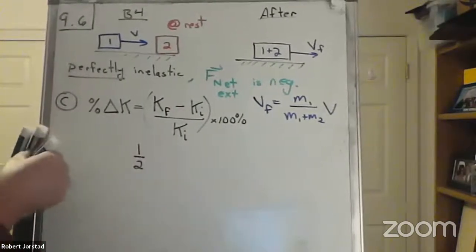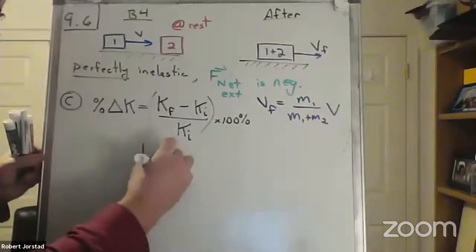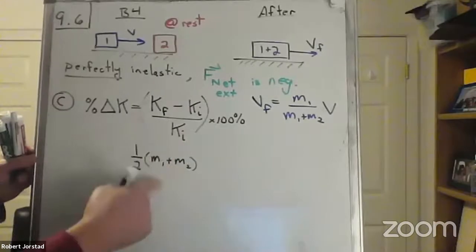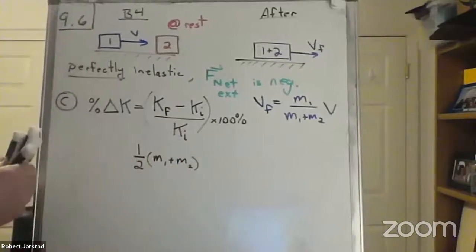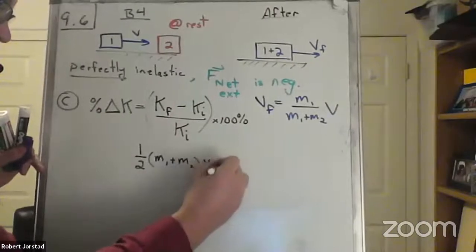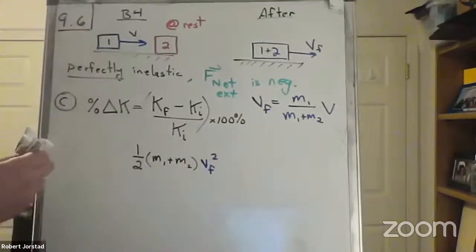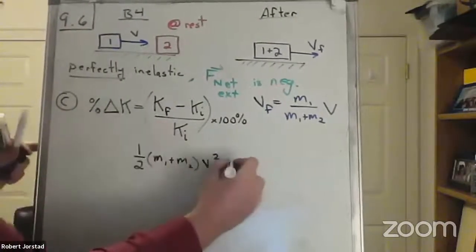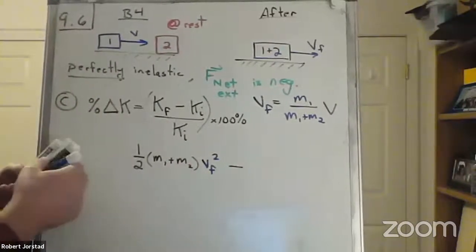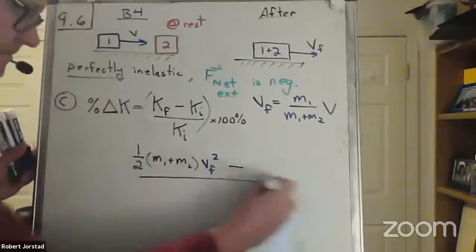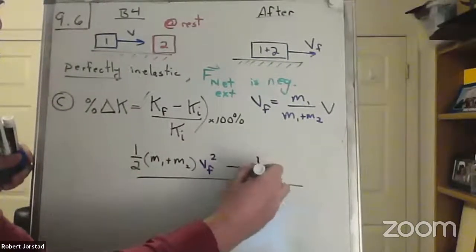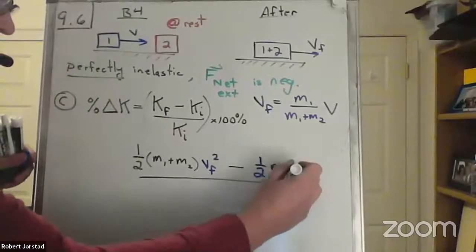The final mass is going to be, and the final speed was, whereas the initial energy all came from number 1. Number 1 had mass just m1.